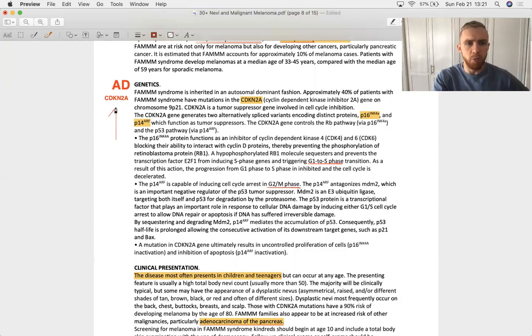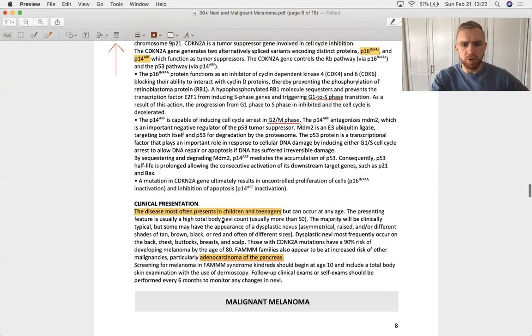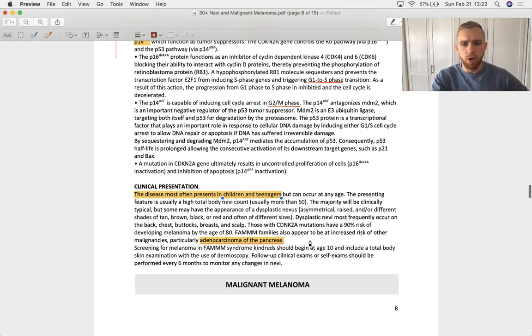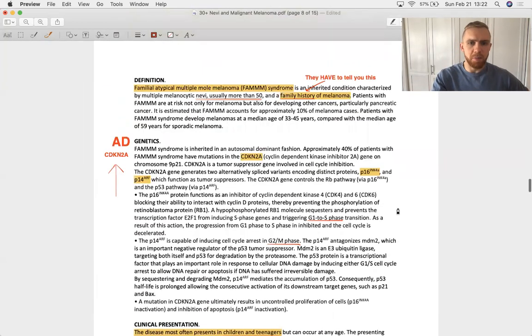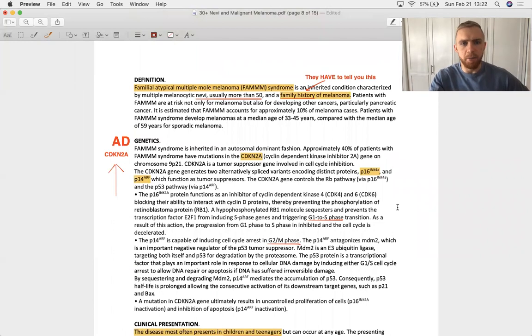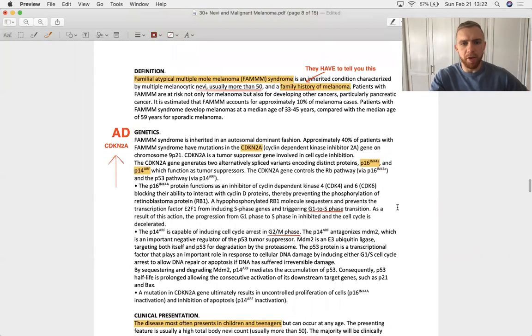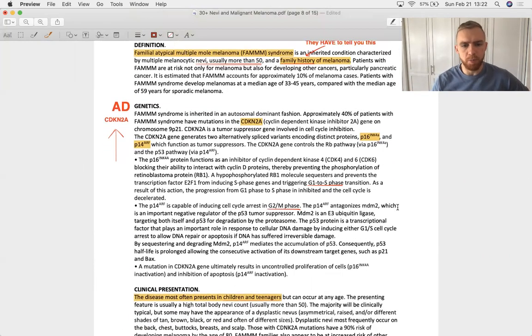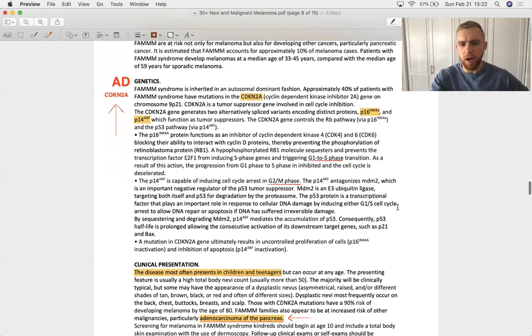This is an autosomal dominant syndrome that usually presents in children and teenagers and is highly correlated with adenocarcinoma of the pancreas. So what could they possibly ask you about familial atypical multiple mole melanoma? Number one, what's the gene involved? Number two, what's the protein involved? Number three, what's the inheritance pattern? Number four, what other cancer would you expect to see in this patient?